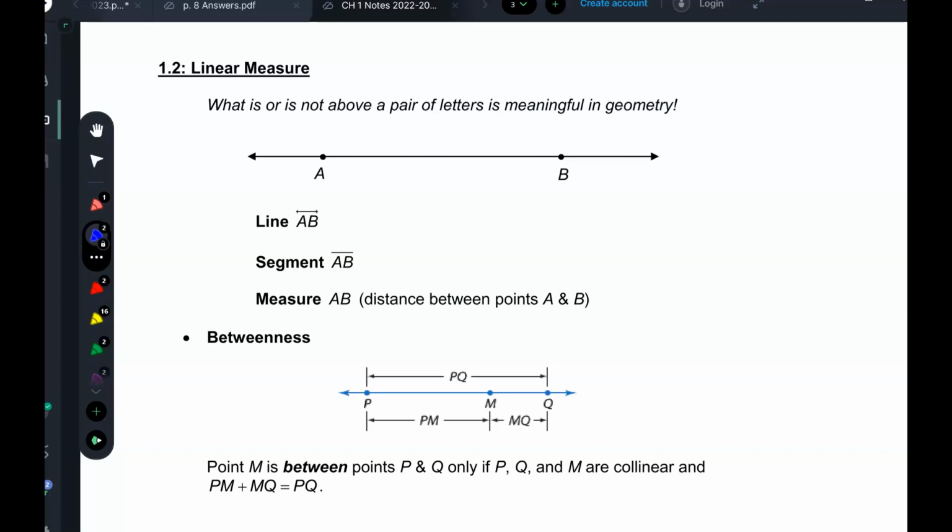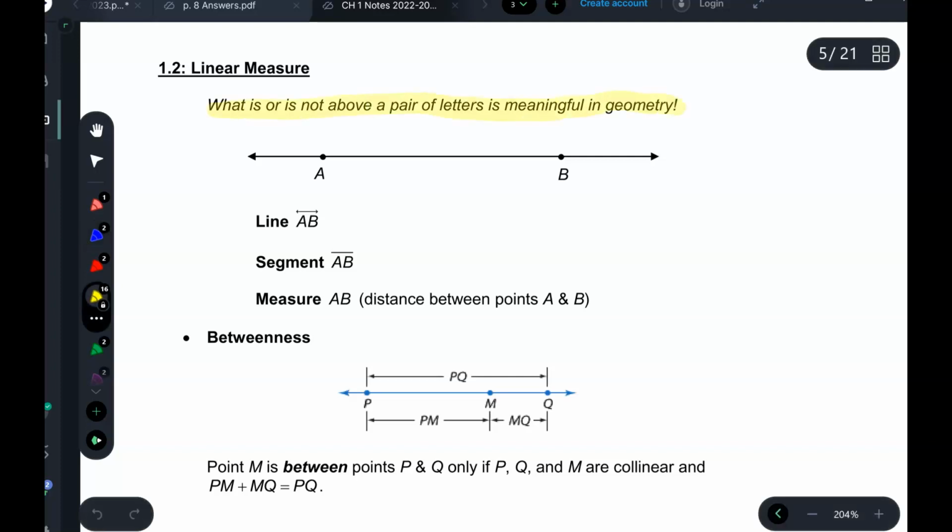The first lesson is one page, okay? So you see why I combined it. We're going to talk about linear measure, and then we'll do some midpoint and distance formula. Good? Okay.